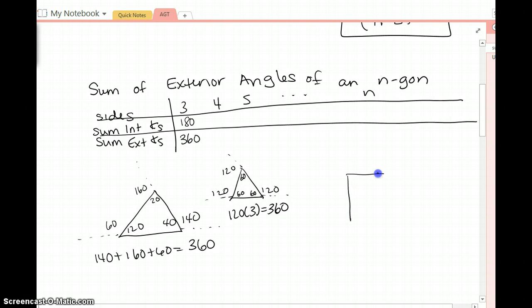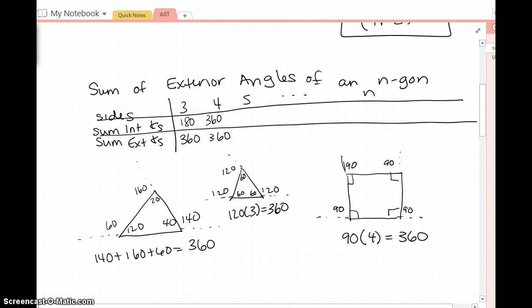Now let's look at a rectangle, because that's a type of quadrilateral. We know that the sum of the interior angles is 360, but let's look at the exterior angles. When you're looking at exterior angles, you want to look at one per angle. So this would be 90, this would be 90. My exterior angle is right here, it's 90, and here it's 90. And so here I have 4 90-degree angles, and so the sum of my exterior angles is 360 there.